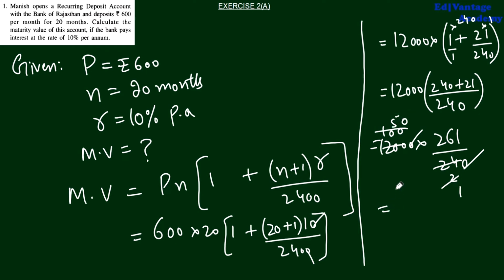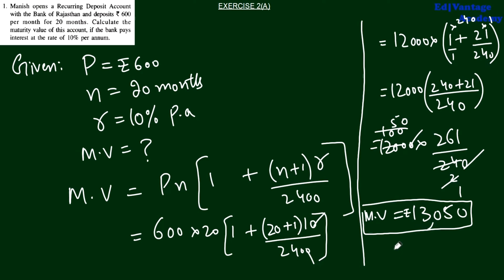So what is 50 into 261? It's 13050. So your maturity value for this question is 13,050 rupees. We don't have to calculate interest or anything else separately, they did not ask us to. So that's the maturity value. One question done.